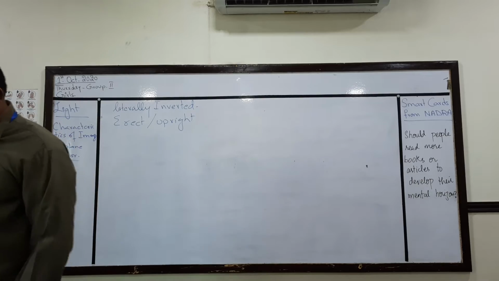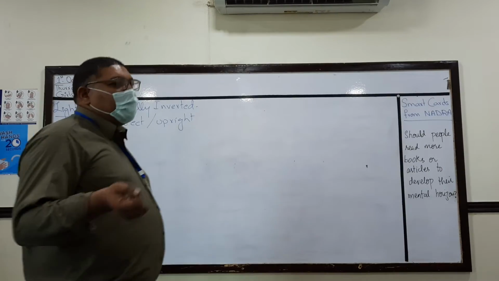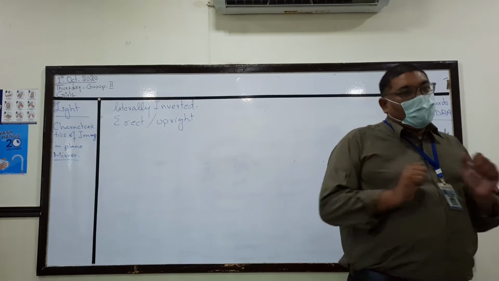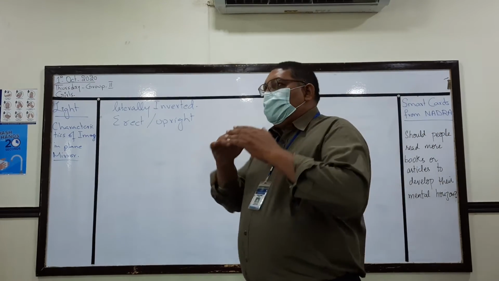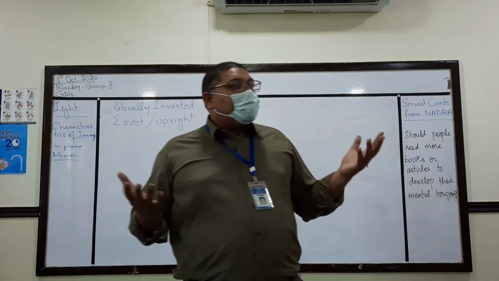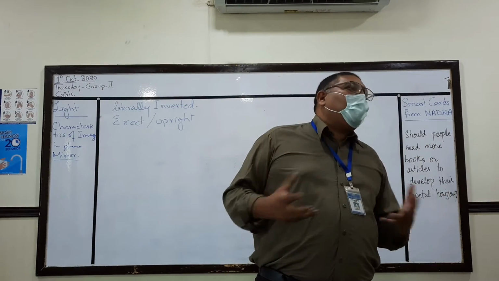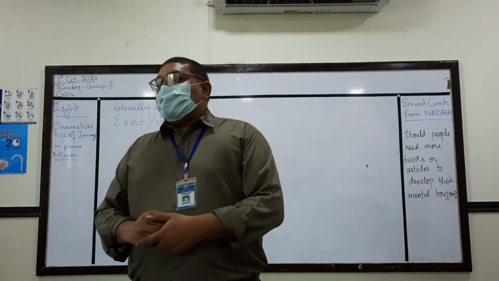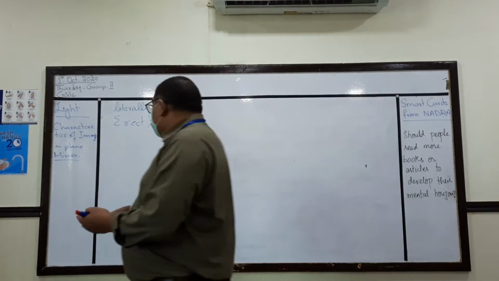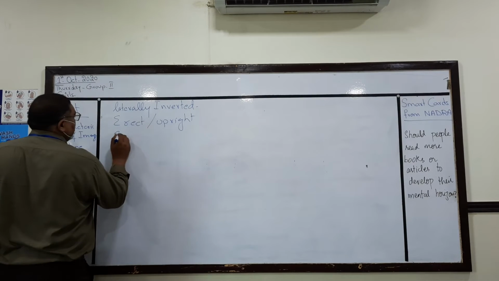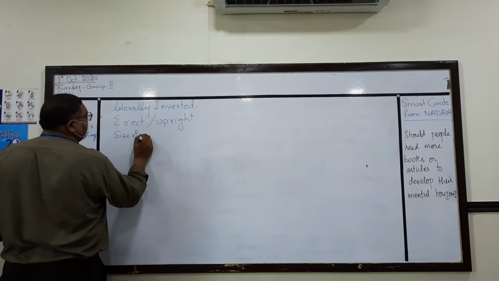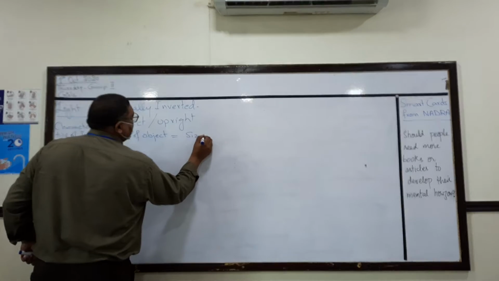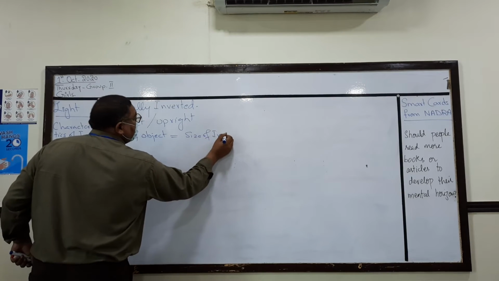Okay. So, in simple words, the height of the image and the height of the object will be the same. I mean the length of the image, or you can say the size of the image, and the size of the object is the same. Another interesting thing: the size of object equals the size of image.